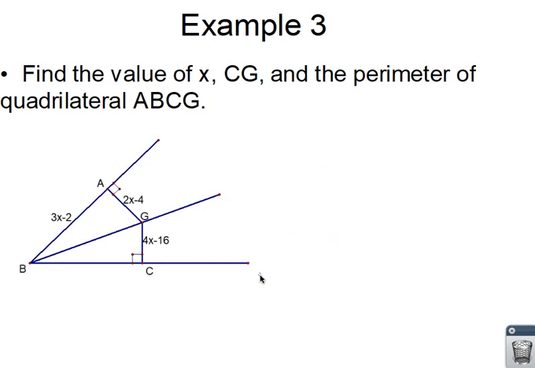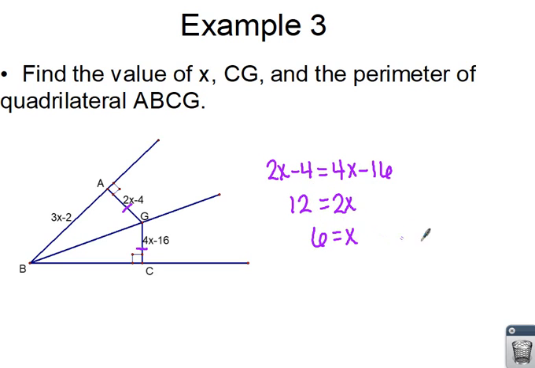Alright, and our last one for this lesson, we want the value of x, and then the measurement of CG, and the perimeter of the quadrilateral. So let's go one step at a time. Value of x. See how G has a perpendicular line coming to both sides of the big angle? So then these are equal to each other. So we take 2x minus 4 equals 4x minus 16. And we'd solve that. So I'll subtract 2x over, and I'll add 16 over, and then divide by 2. So I get x equals 6.